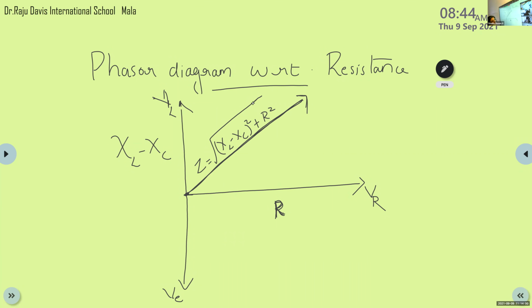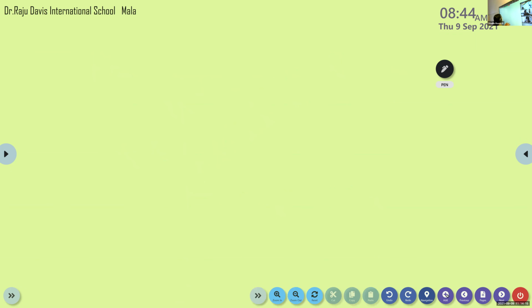Ma'am, can you say how that became chi L minus chi C? Chi L minus chi C, because we know that in the case of voltage offered by the inductor and capacitor in the phasor diagram, in the previous case, I will show it once again. The phasor diagram with respect to EMF.